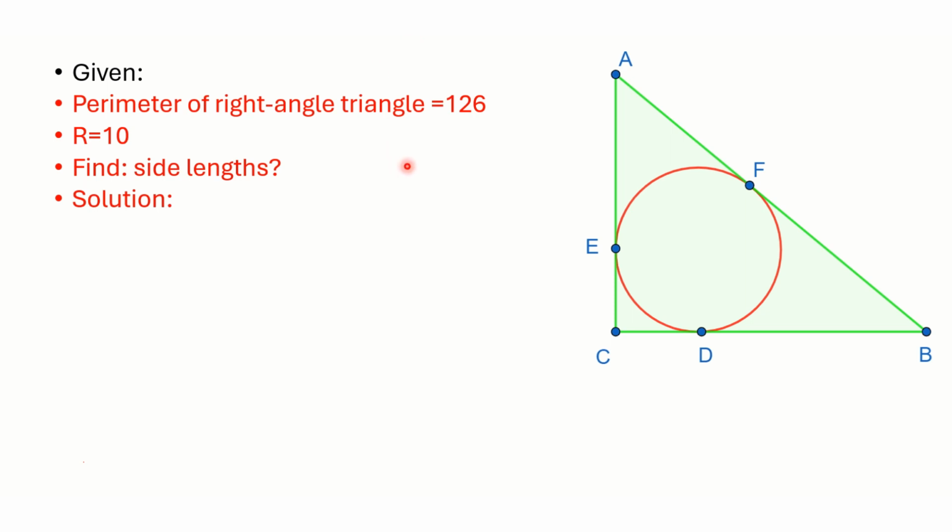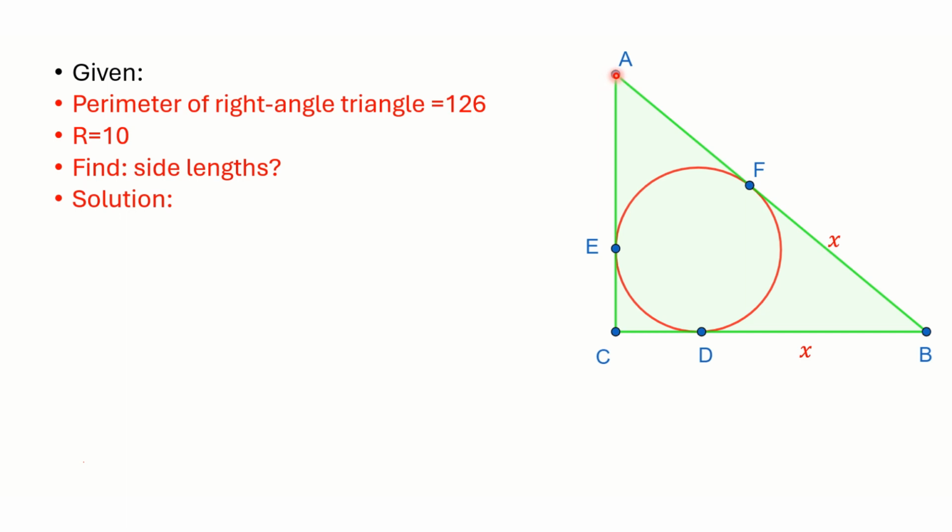Now to solve this problem, I will use a theorem, and that theorem says if you draw two tangents from an external point to the circle, the length of the two tangents are equal. For example, in this case, B is the external point and from B we have a tangent BF and another tangent is BD. So the length of this tangent is equal to the length of this tangent. This means BF is equal to BD. So let's call this length as x.